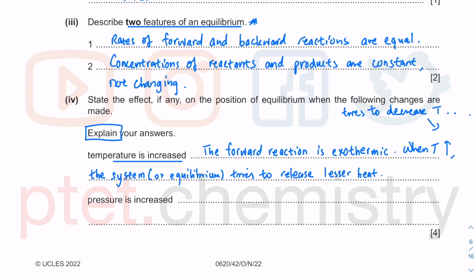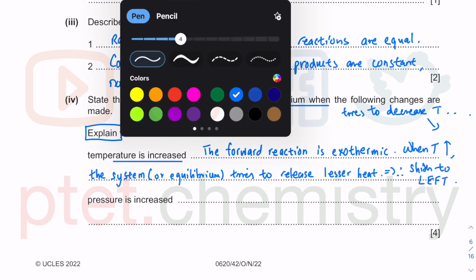And when I release lesser heat, what happened to the position of equilibrium? So therefore, shift to the left hand side, because the forward reaction releases heat. So going from left to right releases heat, and when I want to release lesser heat, I want to shift to the left side. I want to favor the backward equilibrium.